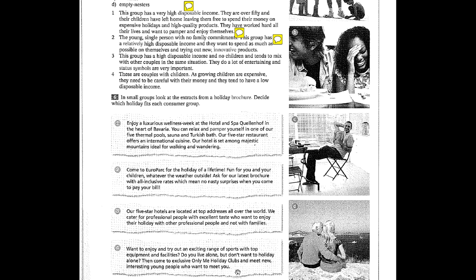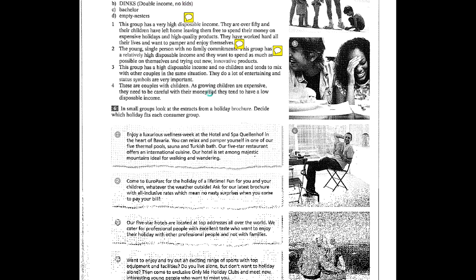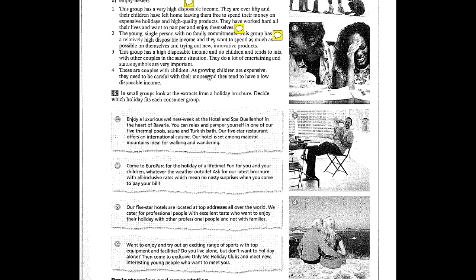So your homework is you are going to match the groups full nesters, teens, bachelors, and empty nesters with the holiday brochures, which are here from 1 up to 4. And you have to argue why you decided like this. So why did you put each group in which holiday brochure? Okay, so this is today's lesson.